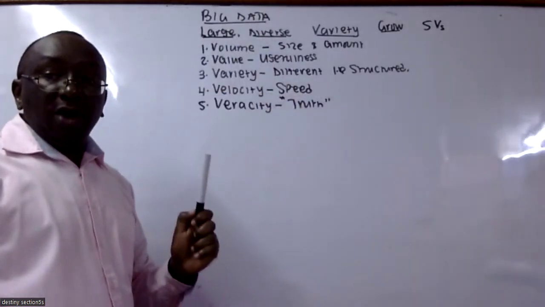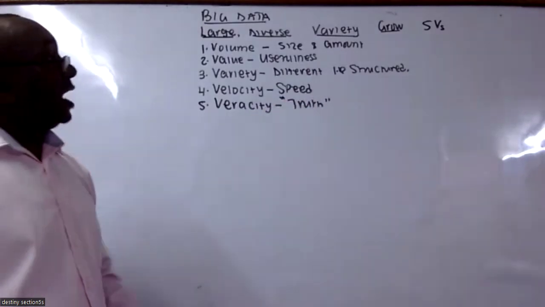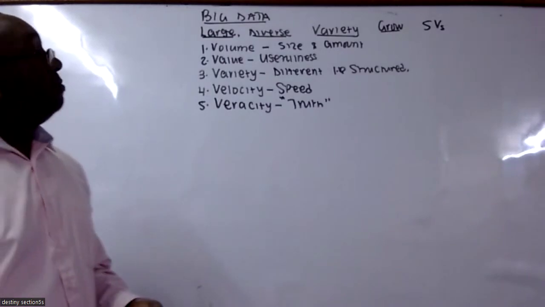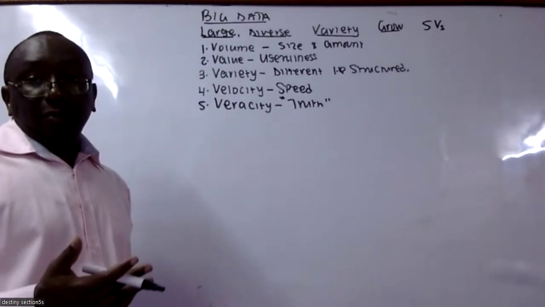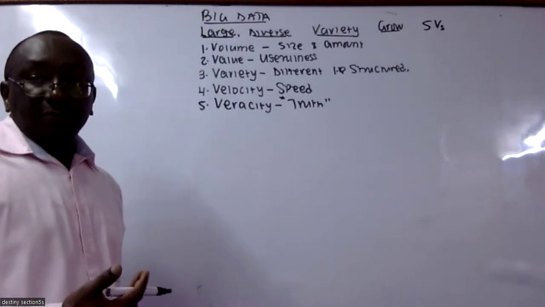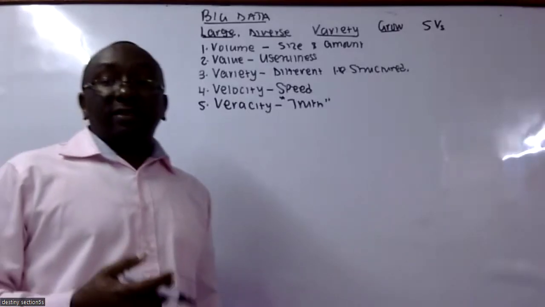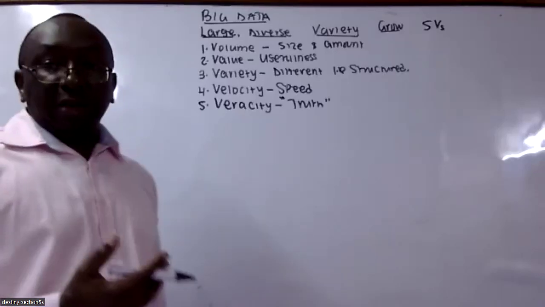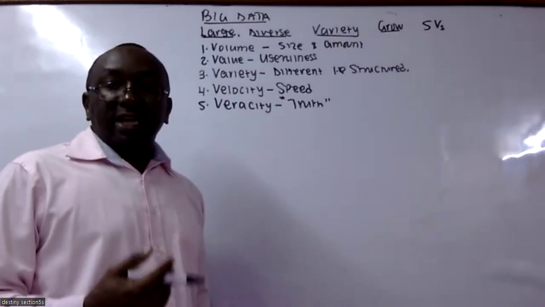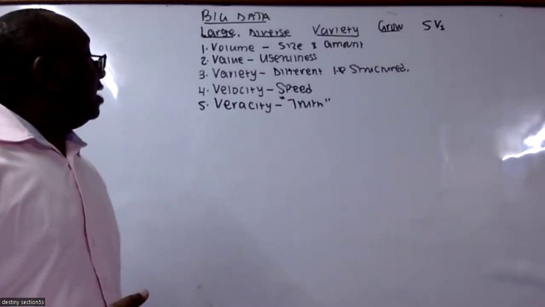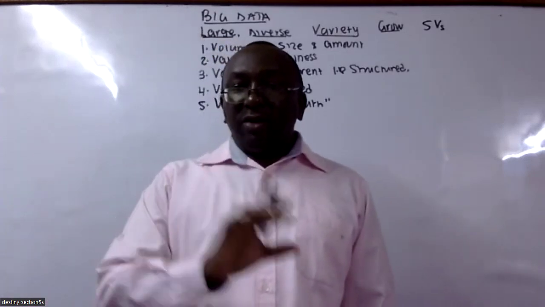So how do we go about it? We need, first of all, to know about the data. So it has 5 main characters. One is about the volume, how big, the size. We also look at the value. Is it useful? All this information, is it useful to us? Number 3, the variety. Is this data structured? Is it unstructured or semi? Then what is the velocity, the speed at which the data is arriving to us? And then veracity. Veracity has to do with the truth, the accuracy.